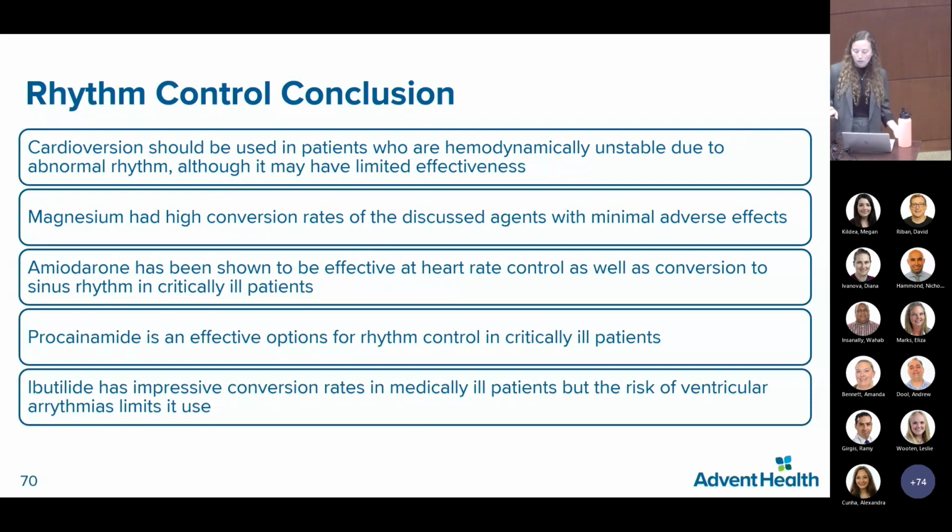Magnesium has been shown to be more effective than amiodarone and associated with fewer medication toxicities. Amiodarone and procainamide have been shown to have similar effectiveness, although procainamide's contraindications do limit its use. Albuterol has impressive conversion rates of over 80% in our medically ill patients, but it should be used with caution, especially in patients who have a decreased left ventricular ejection fraction at baseline.